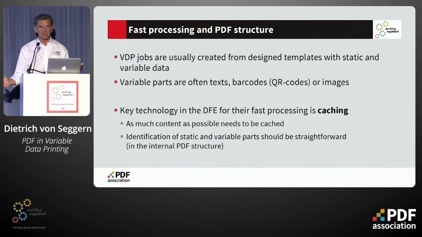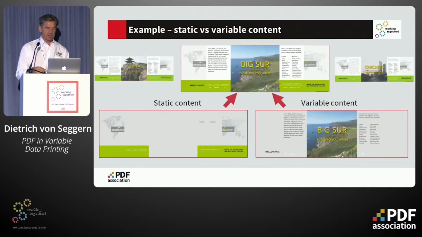Yeah, and that means a PDF file, and that brings us to the PDF structure. If a PDF file is constructed internally in a way that makes it difficult to differentiate between static content and variable content, that creates a problem. It would just print slowly. But if you have a nicely designed PDF file where that is clear, then it can print at print machine speed. So it's important to look into the internal PDF structure here.